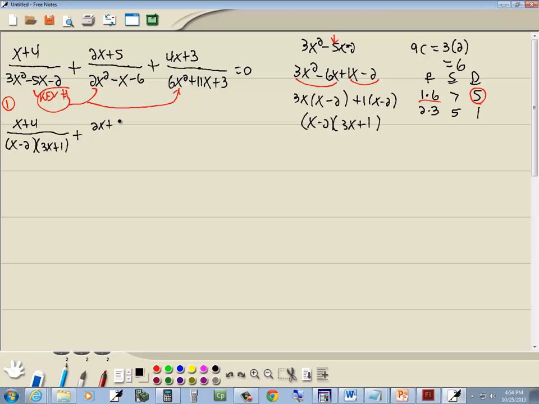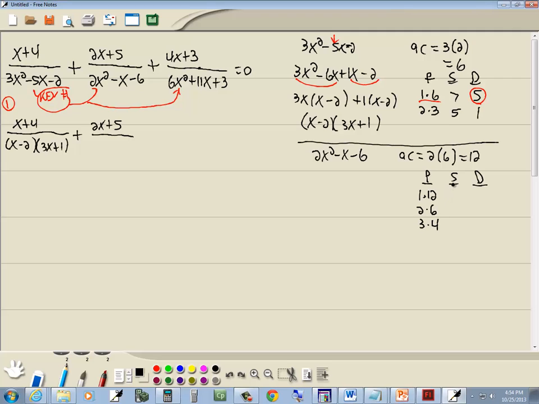Plus (2x + 5) over, and I want to factor this now. So we got 2x² − x − 6. For the key number, you take your number at the beginning times the number at the end, ignoring signs. So 2 times 6 gives us 12. We'll write down all products that give us 12: 1 times 12, 2 times 6, 3 times 4. The S column, we want to add them: 1 plus 12 is 13, 2 plus 6 is 8, 3 plus 4 is 7. Difference column, subtract them: 12 minus 1 is 11, 6 minus 2 is 4, 4 minus 3 is 1.